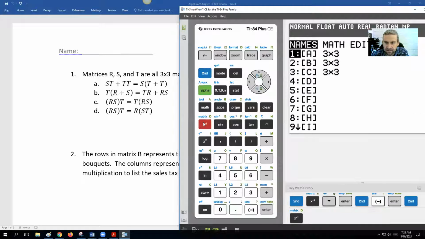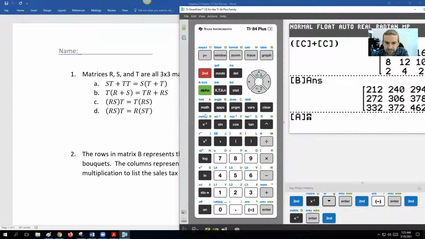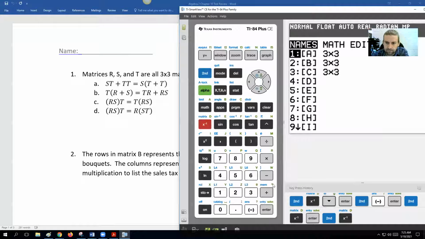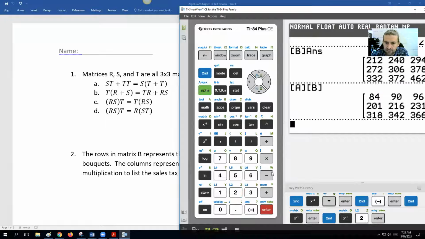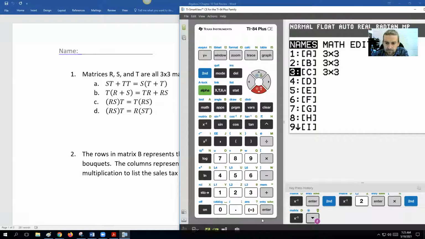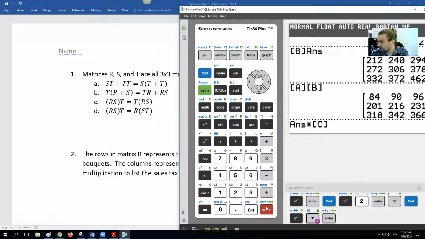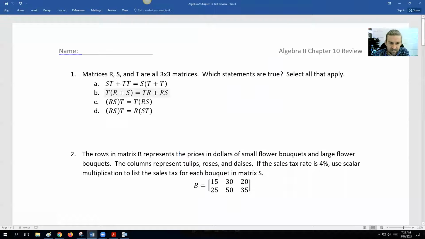So one thing to do, matrix A times matrix B, and we can times that by matrix C. Oh, I do have a mistake here. I already printed that off. This should be TS, because that one should work out. The distributive property does work out.